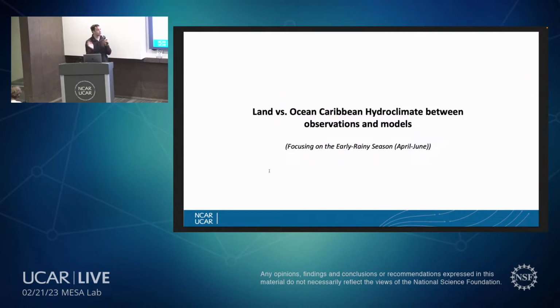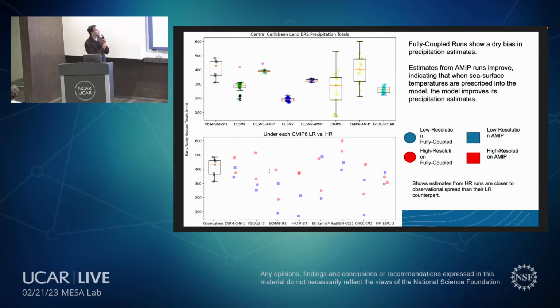For this section and for the entirety of the presentation, I'll be showing just one seasonal component of the rainfall cycle, known as the early rainy season, which is from April through June. That is the growing season. And what we see here is a box whisker plot showing an example of one of the subregions, the Central Caribbean, which is over Puerto Rico and the northern part of the Virgin Islands in the Eastern Caribbean.